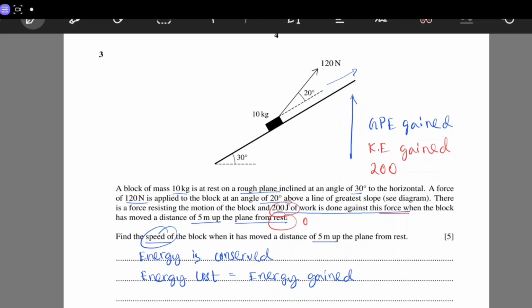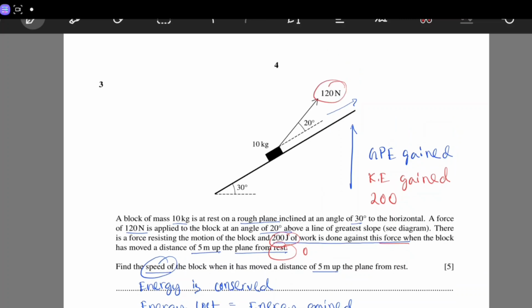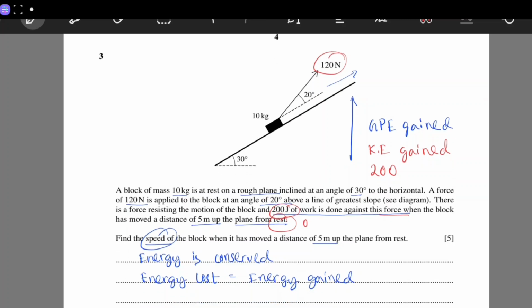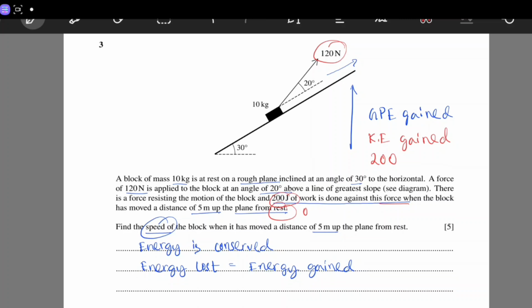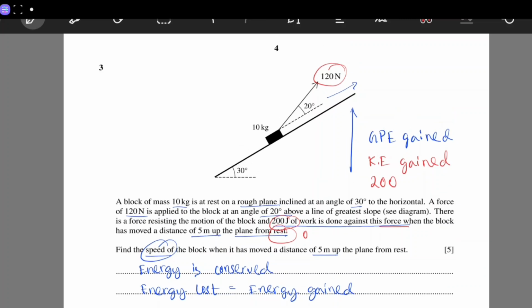And all of this is being supplied by this 120 Newton force that is applied using a string, I guess. So to form the equation, I would just require the component of the 120 Newton force and then I'll be done. So which component do I take?